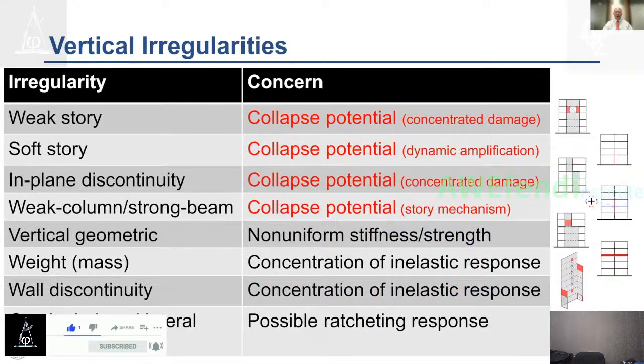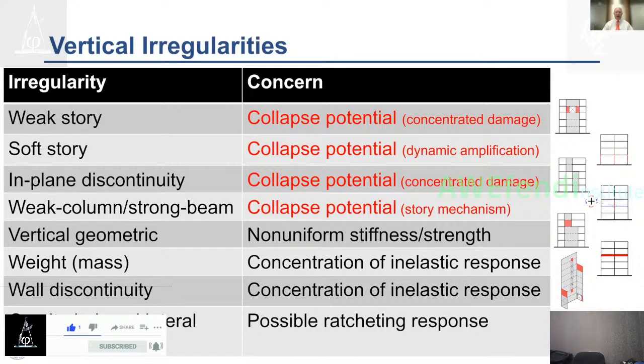The vertical irregularities, now in this case, because we're looking at vertical irregularities, these are elevations or sections of buildings in each of the cartoons. And so we could have a weak story. So with respect to the stories above it and below it, that story has a much reduced strength.